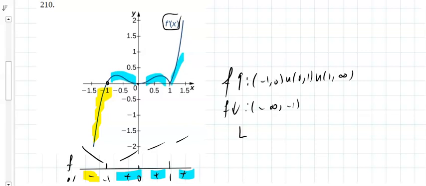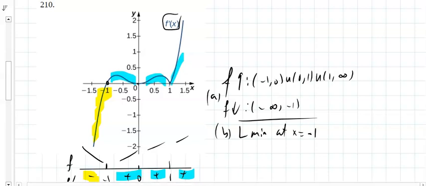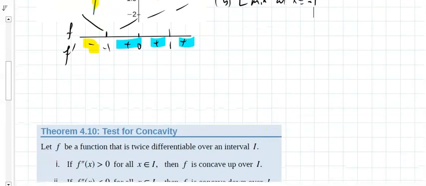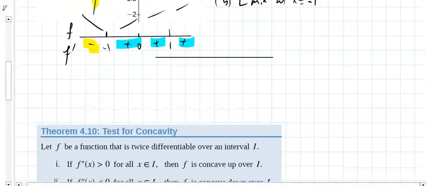And we have a local minimum, that's A. We have a local minimum at x equals -1. And that's pretty much it for these types of problems. Let me shift a few things around.